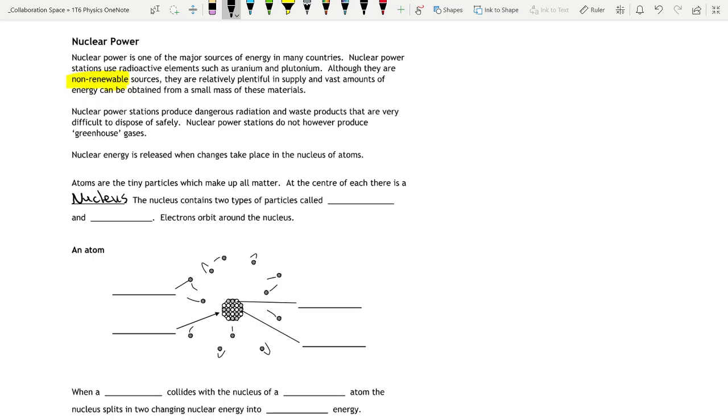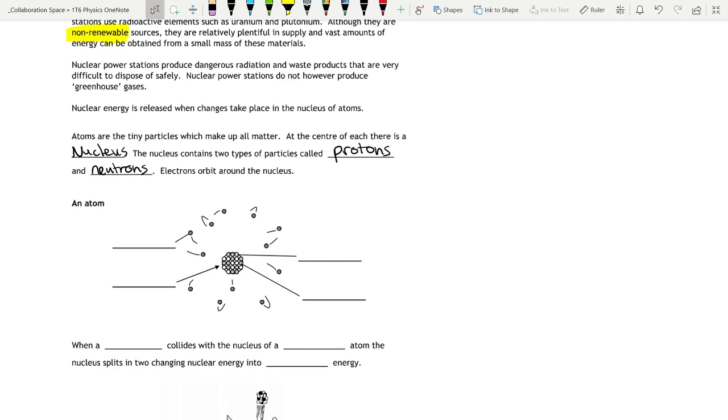The nucleus contains two types of particles. So the nucleus has got two types of particles in them. One type are called protons, and one type are called neutrons. And around the outside of that nucleus, there are electrons just sort of dancing around the outside in a big circle. Okay. So here is a diagram of an atom.